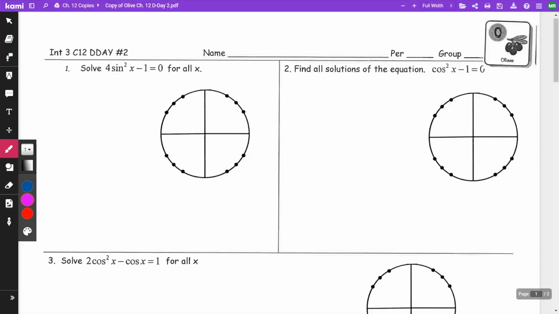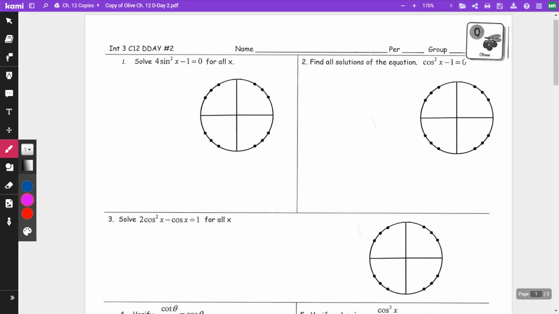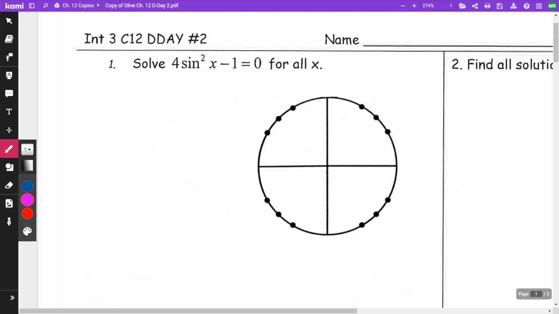This video is Integrated 3, Chapter 12, D-Day number 2, Olive is the name of this one. So on numbers 1 through 3, we are going to try to solve the trig equation.